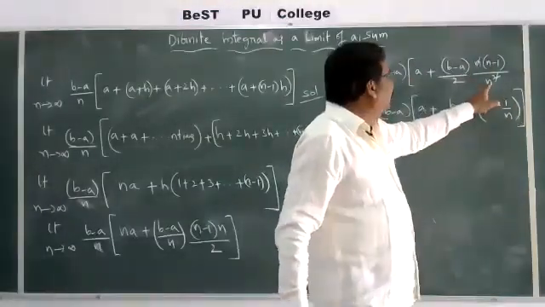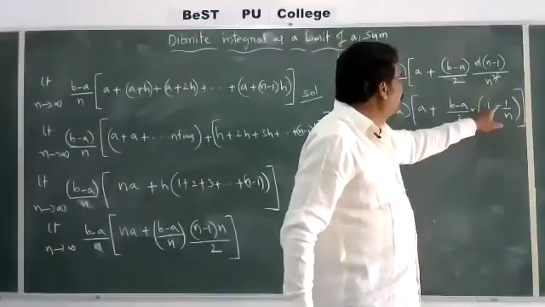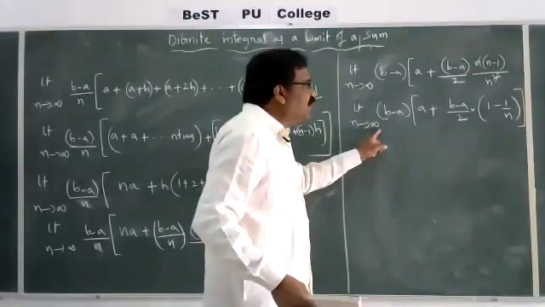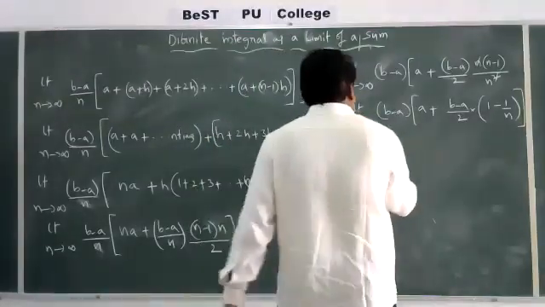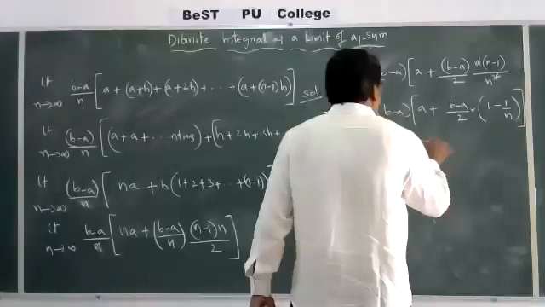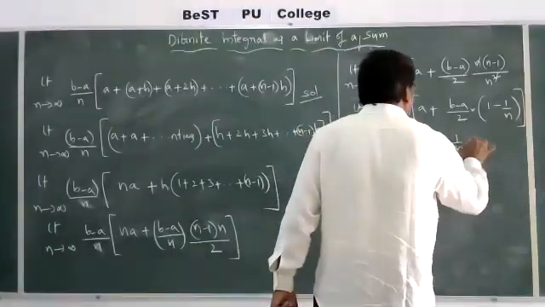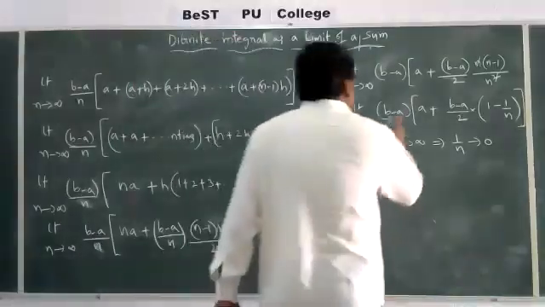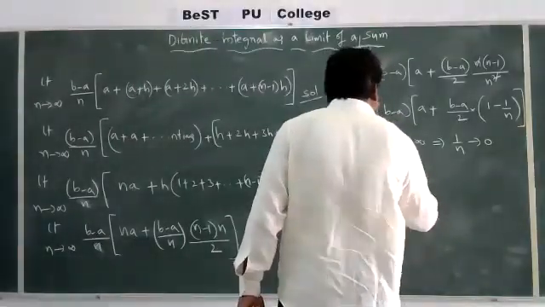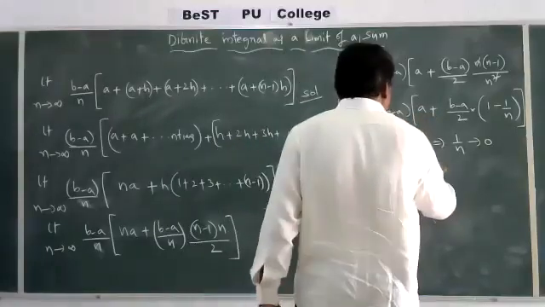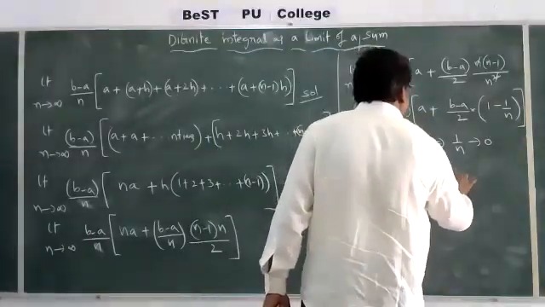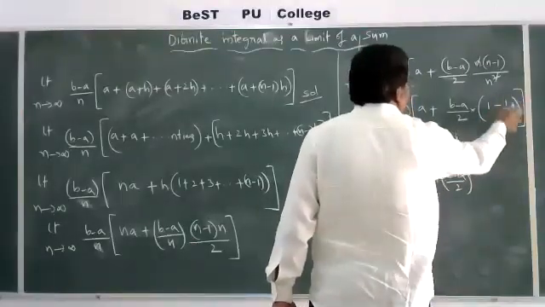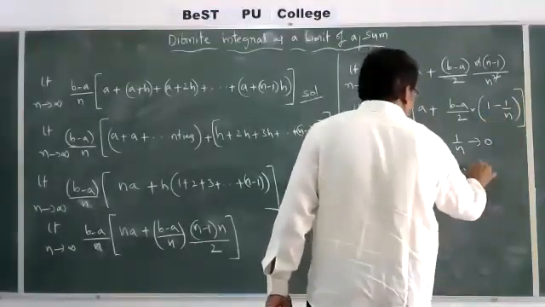After n cancels, another n is there, so n by n is 1 minus 1 by n. Then as n tends to infinity, 1 by n tends to 0. Then you get b minus a, applying the limit, in the bracket you get a plus b minus a by 2, here 1, this is 0, this is 0, this is 1.